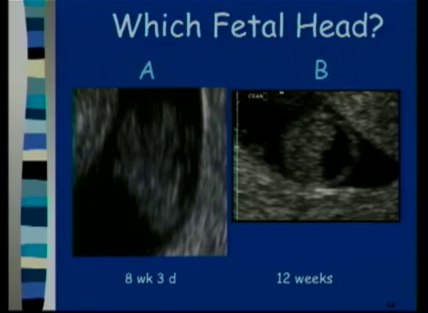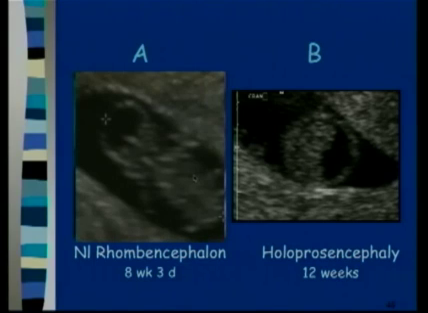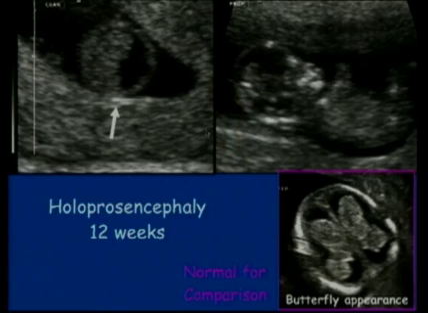Well, A is, here's another patient with the same finding, a cystic area, and A is a normal rhombencephalon, and B is holoprosencephaly at 12 weeks. Here's another picture of that cystic collection in the head, which is a totally normal structure at 8 weeks. So here's holoprosencephaly, and it should look like this normal butterfly appearance to the choroid. In contrast, this is holo.